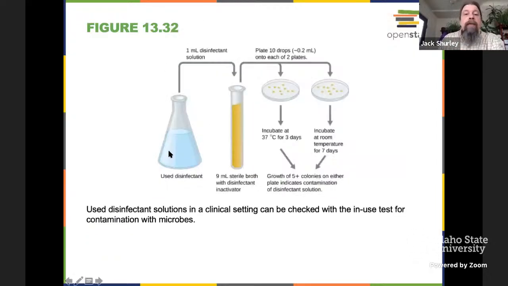So here, this is looking at disinfectant and seeing whether or not it's effective. We've got our disinfectant solution added into this broth with an inactivator, and then placing it onto the respective plates. Growth of a handful, 5 or more colonies, indicates contamination of the disinfectant solution.